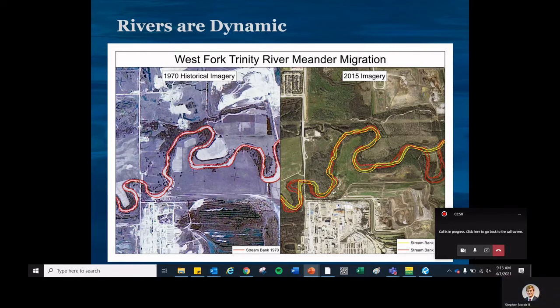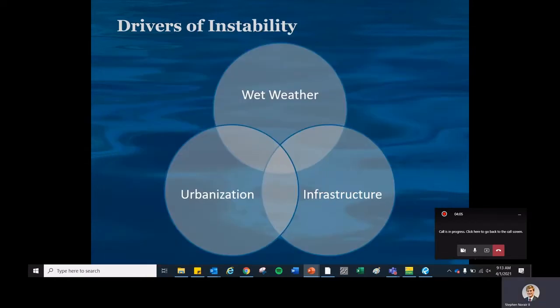But really what we're going to be talking about today is in the urban landscape, how does urbanization and adding of infrastructure lead to streams that are not in equilibrium and that are not stable? And that brings us to the drivers of these instabilities.